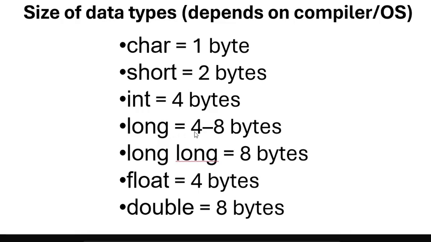The long size is 4 to 8 bytes, and here the long is 8 bytes again, and float is 4 bytes, double is 8 bytes. These are all the sizes of data types.